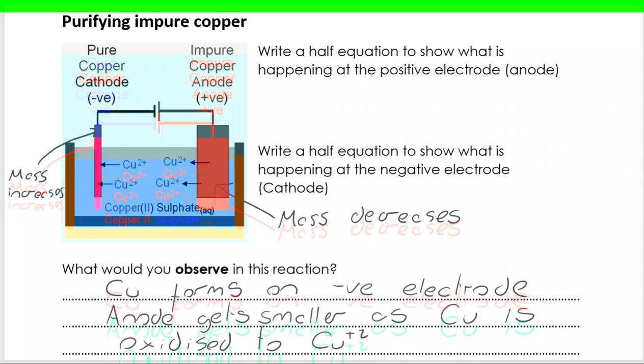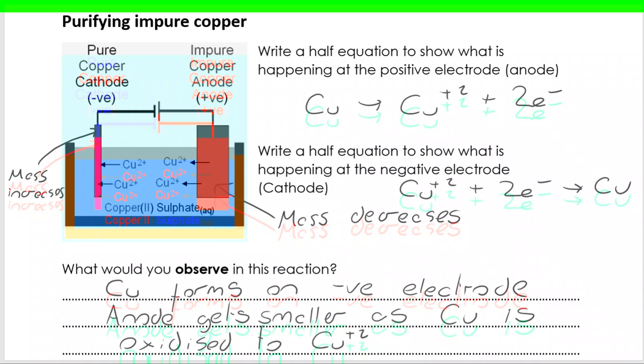In terms of the equations, at the positive electrode we have copper and it is becoming Cu2+. It's been oxidised. We can see that because it has lost electrons. Those Cu2+ ions, the positive ions, are attracted to the negative electrode where they get reduced, gaining electrons. So the equation is Cu2+ plus 2e- goes to Cu.